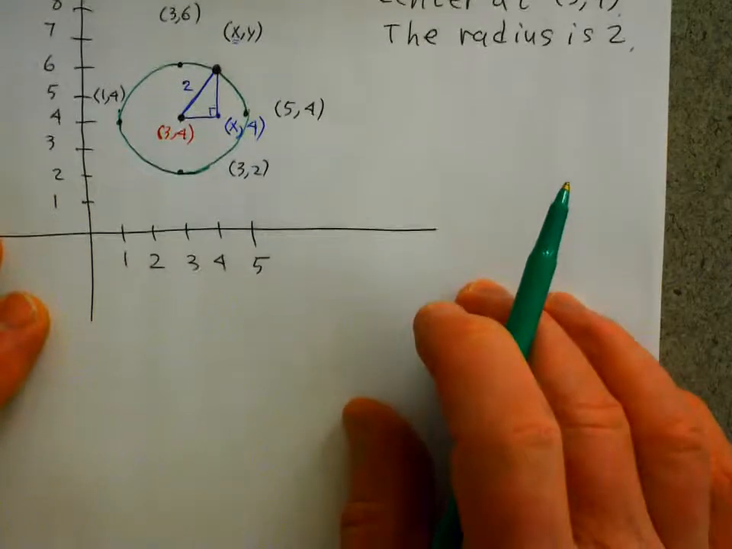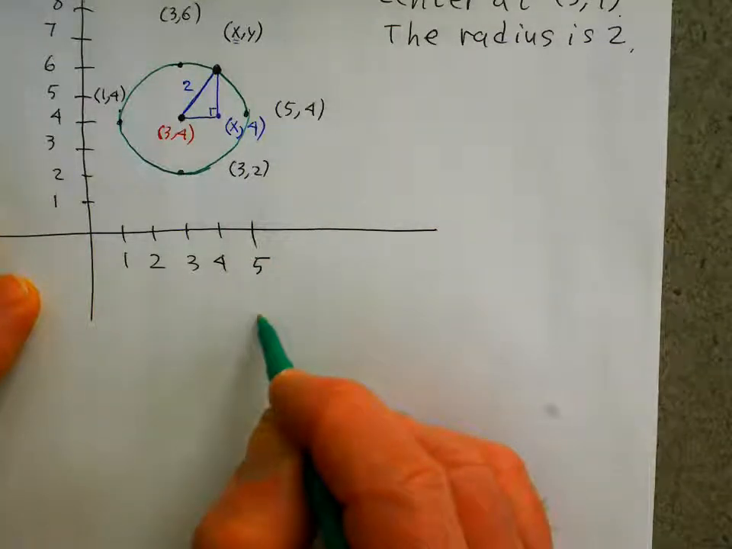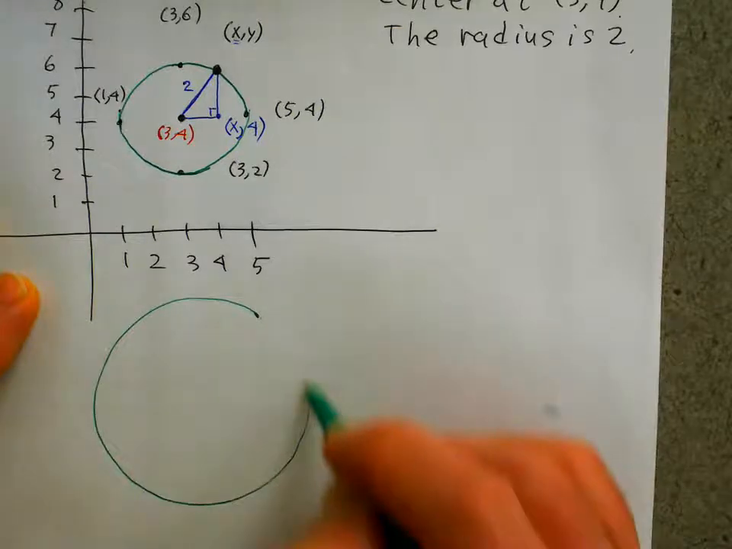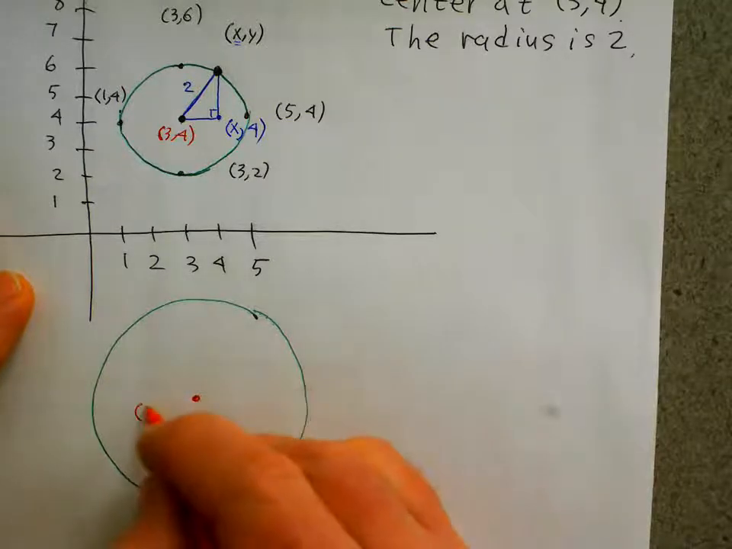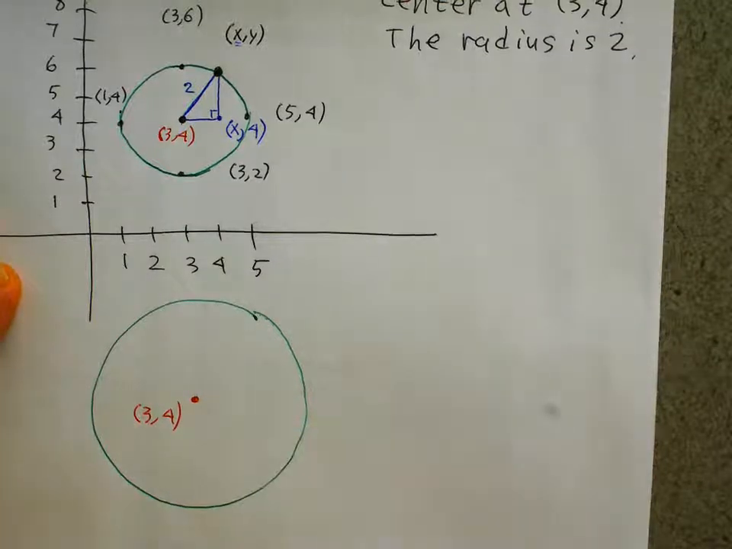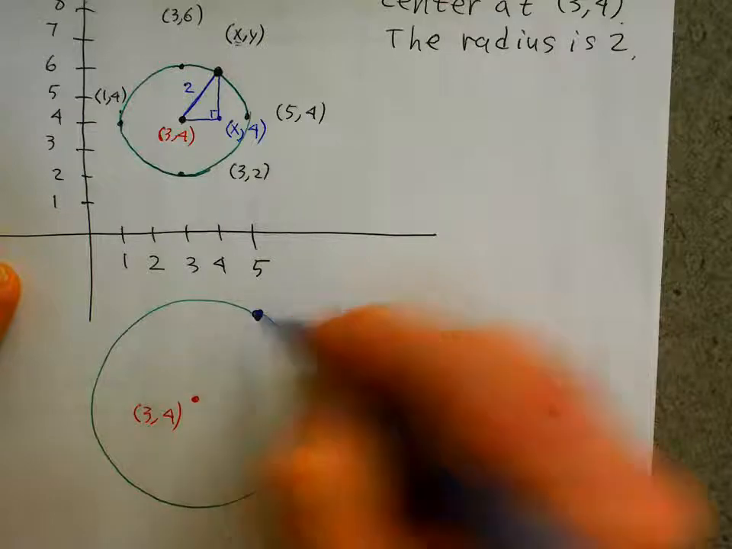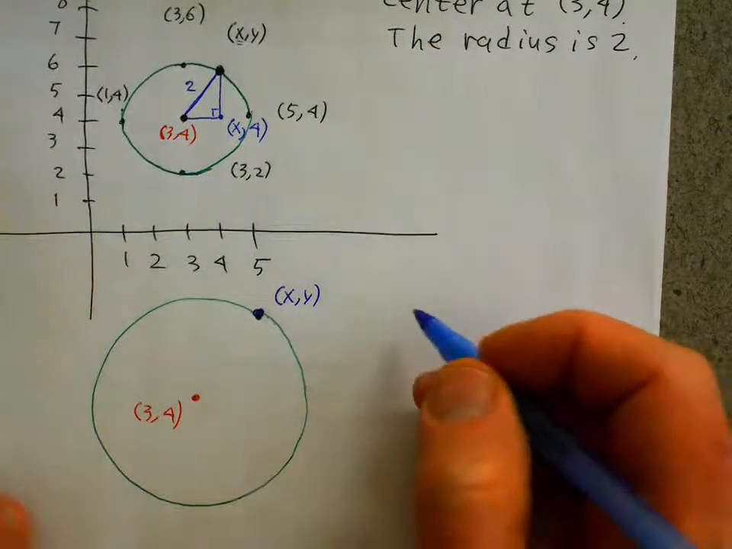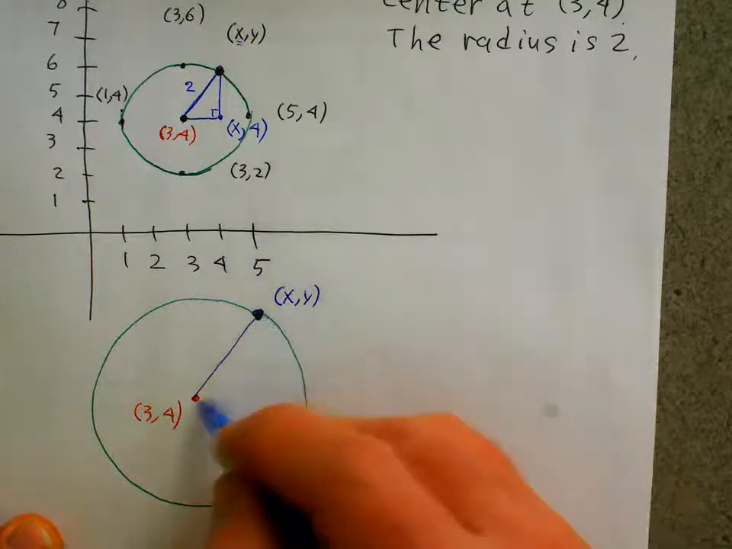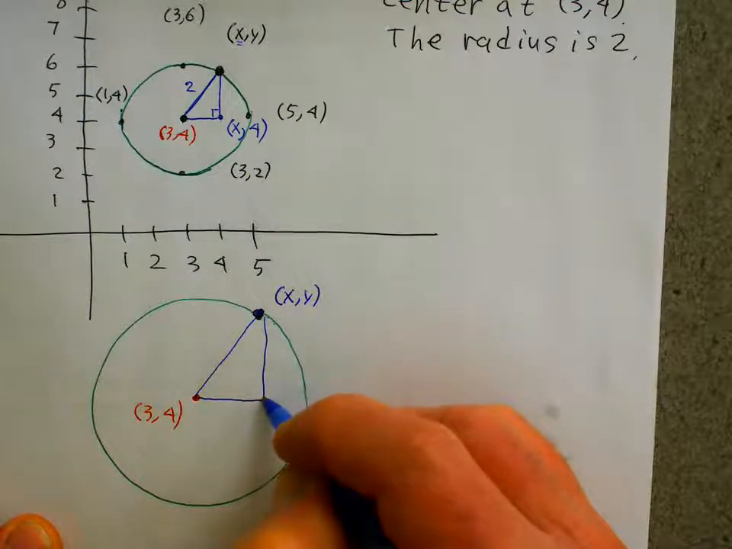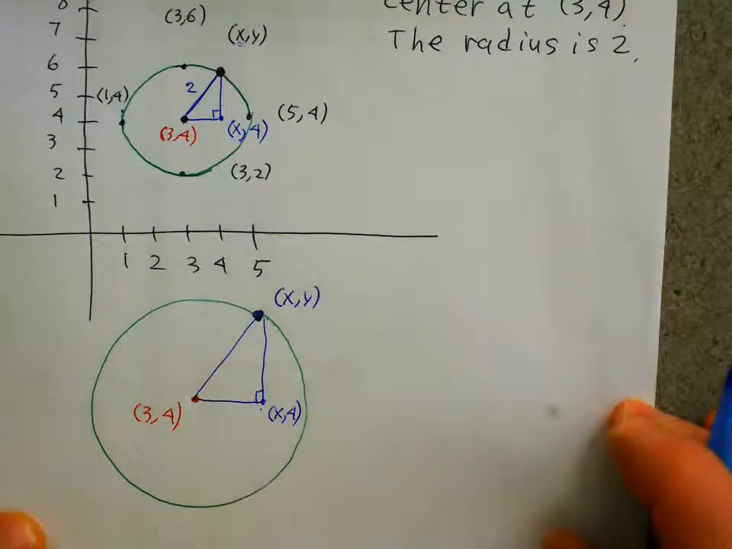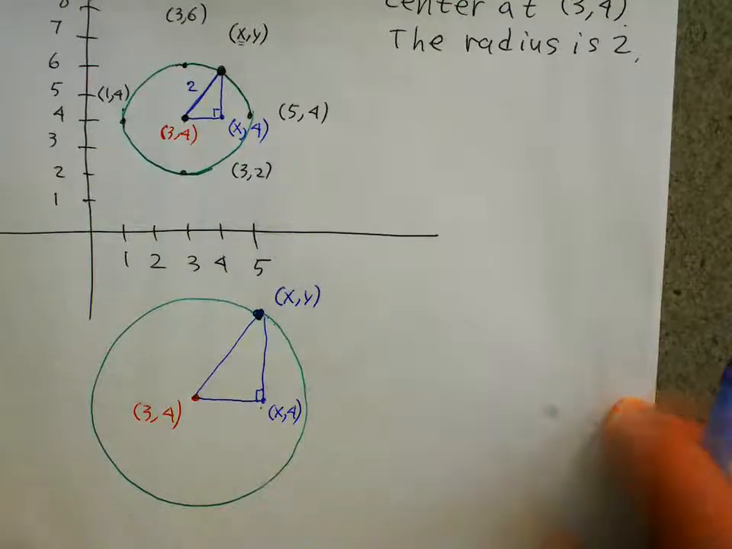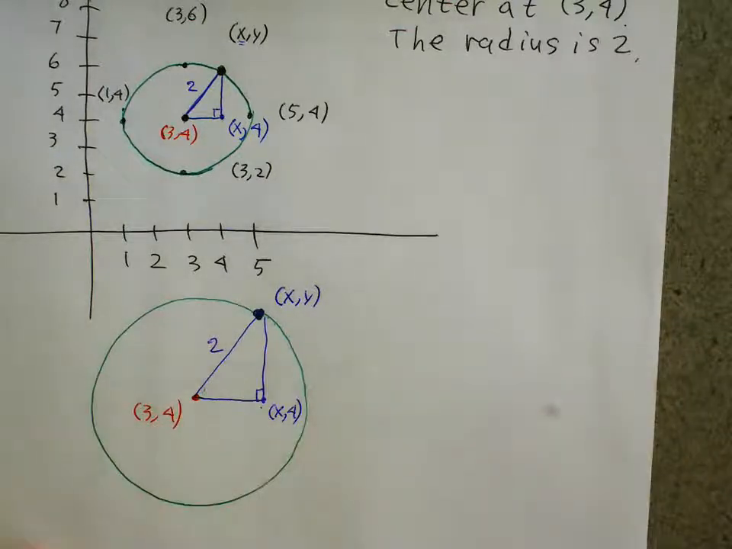Okay, down here I'll draw a bigger picture of what we have up here. So we have the center, 3, 4, and then we have a representative point, xy. And then we construct a right triangle. This point is x, 4. The length of the hypotenuse is 2. That's just the radius of the circle. Okay, how do we represent the length of the horizontal side?